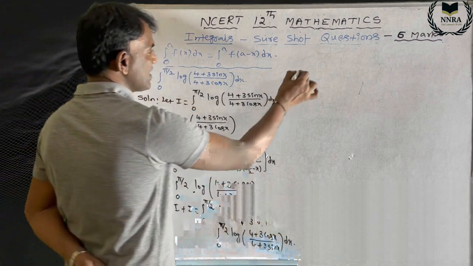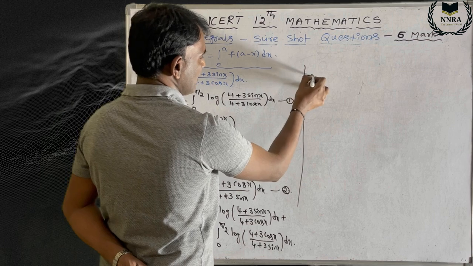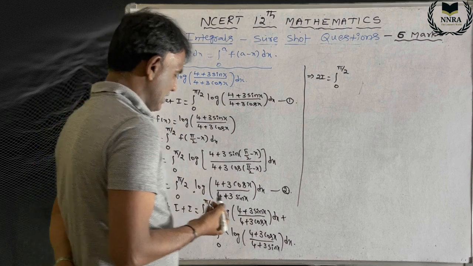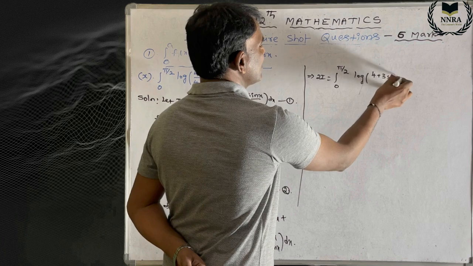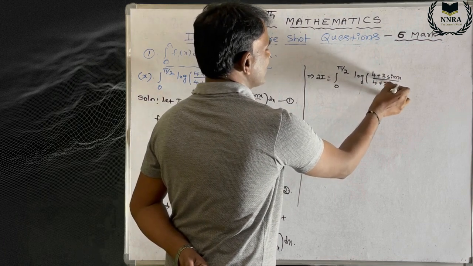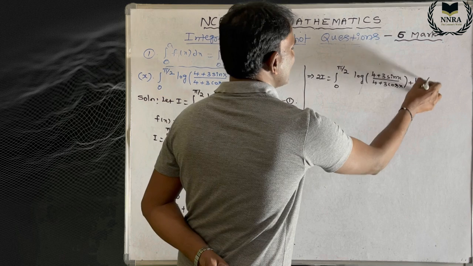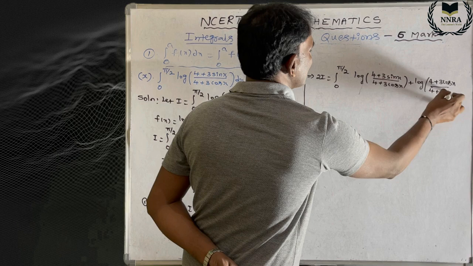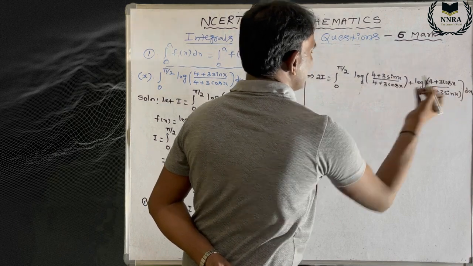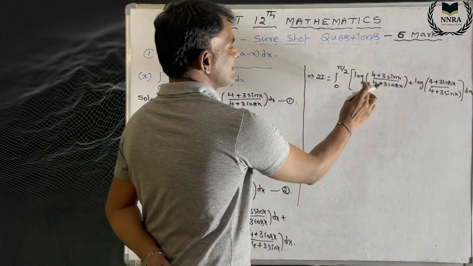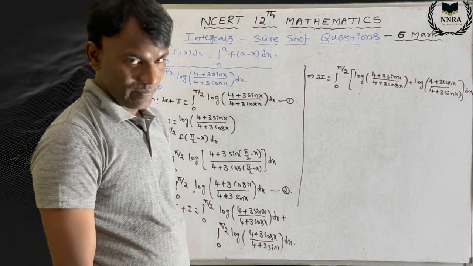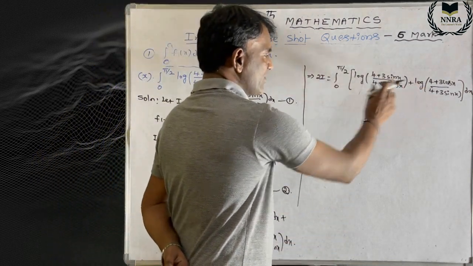Okay, now here I plus I is 2I. And 2I equal to, now integral 0 to pi by 2 is the common symbol. And what's the remaining value here? Log of 4 plus 3 sin x divided by 4 plus 3 cos x, right? And the second one is log of 4 plus 3 cos x by 4 plus 3 sin x. So this whole value into dx, right? And here this is a form of log a plus log b. So log a plus log b can be written as log of a into b, where a equals the first bracket value, b equals the second bracket value.